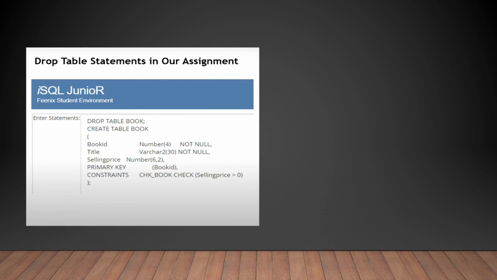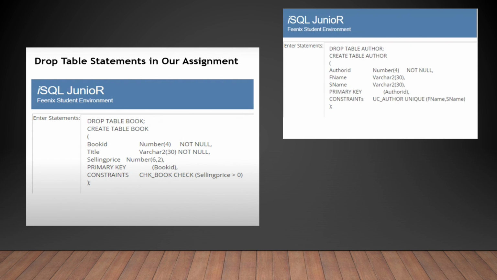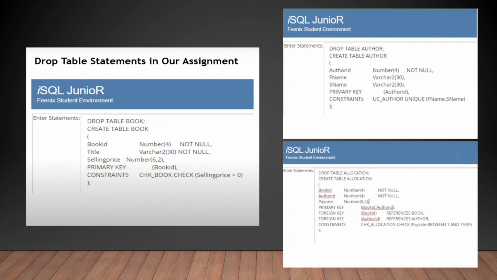Now you can see the drop table statements that we used in our assignment 1. First we created the strong entity tables. If there is an existing book table, we should drop that table first. That's why we use the drop table statement before creating the book table. And you can see that we have used drop table likewise before creating the author table. And finally, this is the weak entity allocation table. We have used a drop table statement before creating the allocation table.